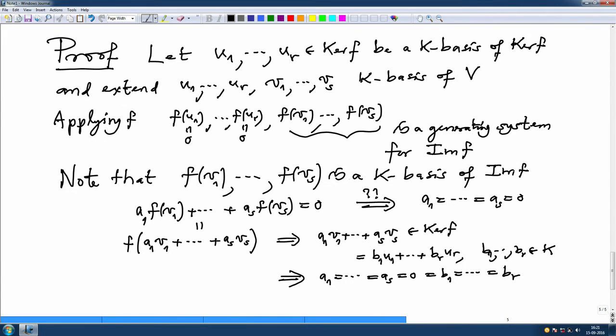So, we have proved that this is a basis of the image space. But then look at the formula we wanted to prove. Dimension of V: because U1 to UR, V1 to Vs is a basis and any two bases have the same cardinality, therefore this dimension is R plus S. But R is the dimension of the kernel and S is the dimension of the image.